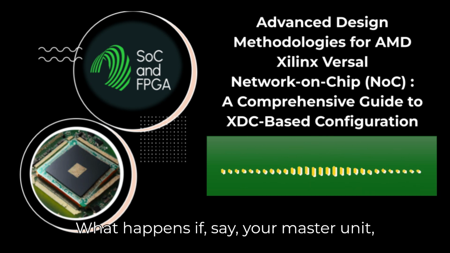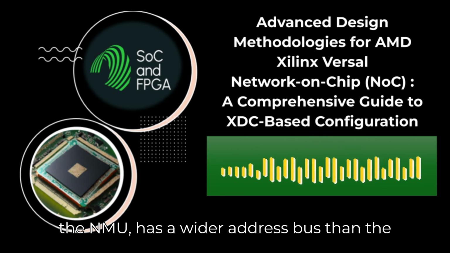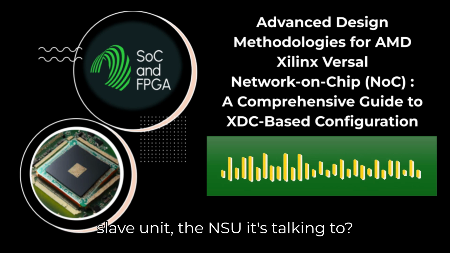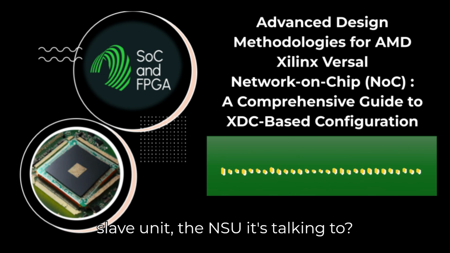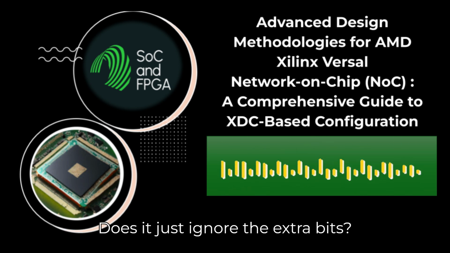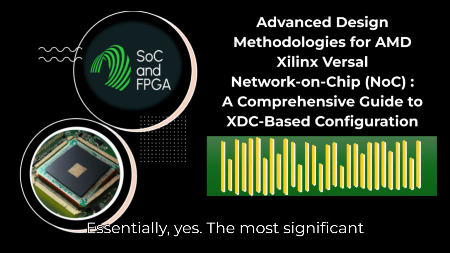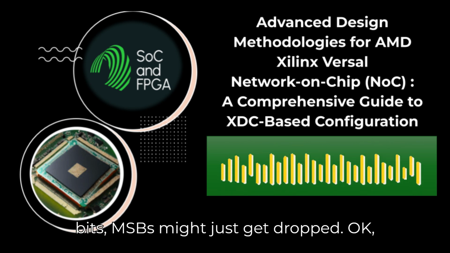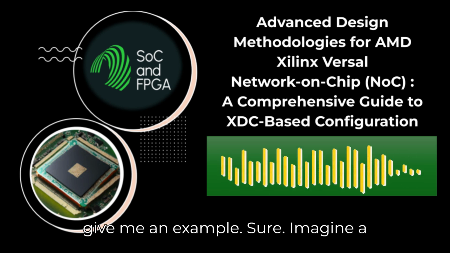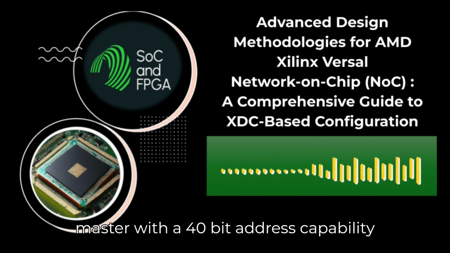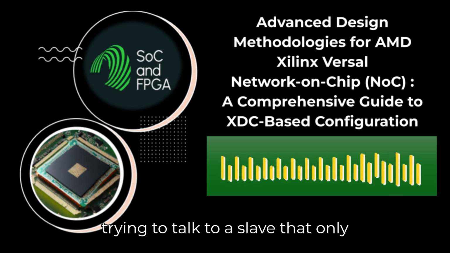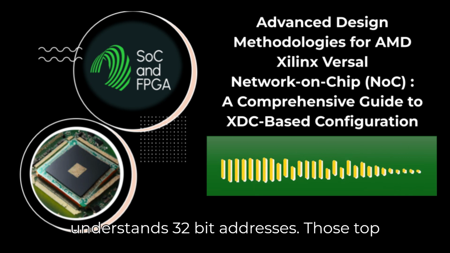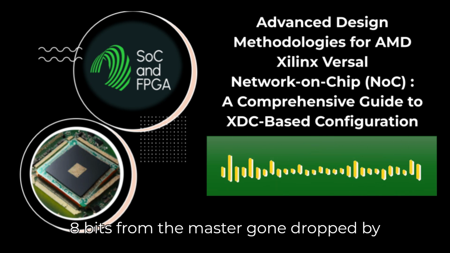What happens if, say, your master unit, the NMU, has a wider address bus than the slave unit, the NSU, it's talking to? Does it just ignore the extra bits? Essentially, yes. The most significant bits, MSBs, might just get dropped. Okay, give me an example. Sure. Imagine a master with a 40-bit address capability trying to talk to a slave that only understands 32-bit addresses. Those top 8 bits from the master, gone.